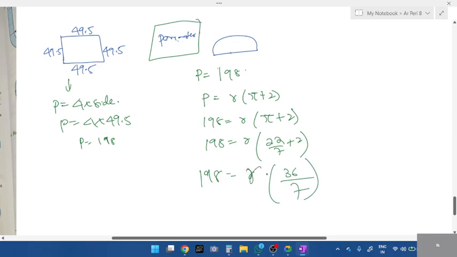If you want to find R, what happens to 36 and 7 if it goes to the other side? 7 will get multiplied, right? And 36 will get divided. Reduce this, you'll get the answer.